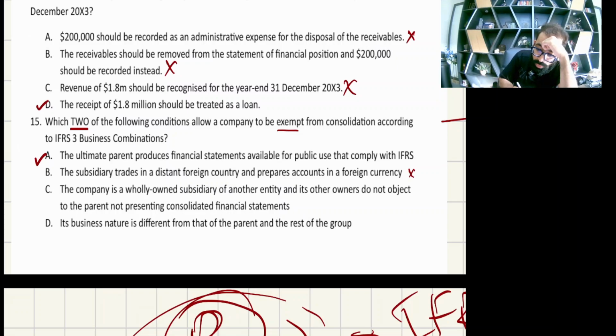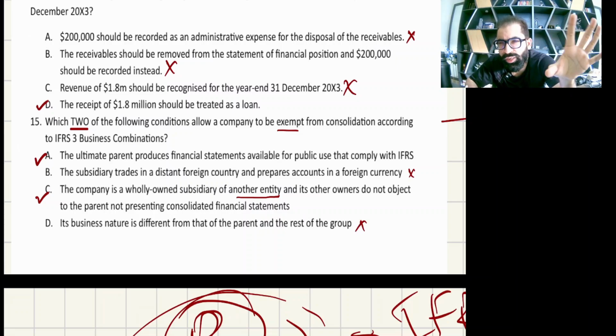The company is a wholly owned subsidiary of another entity, and the other owners do not object to the parent not presenting, yes, this is the condition. Its business nature, no need, no issue. No matter if the parent company is dealing with bottles and subsidiaries are selling shampoos, soap, anything, if the nature of the business is different, still you have to do the consolidation. Because of this point you can't get exemption. So A and C is the correct answer. You have done this in class as well.